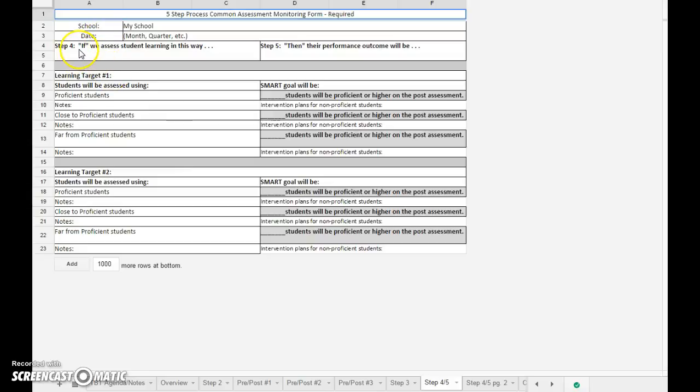Then we will talk about how do we assess students' learning based on the different cohorts of proficient, close to proficient, and far away, and then creating SMART goals for those different cohorts. Let's look at a completed one.